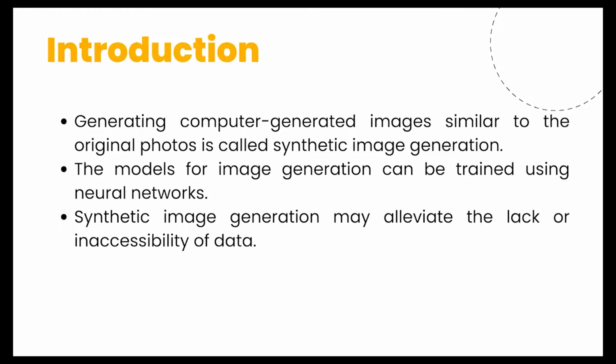Now let us talk about image generation. It is the process of generating new images which are similar to dataset images. There are many applications of image generation, but the most important is to reduce the sparsity of image datasets by generating new images that are similar to the datasets.